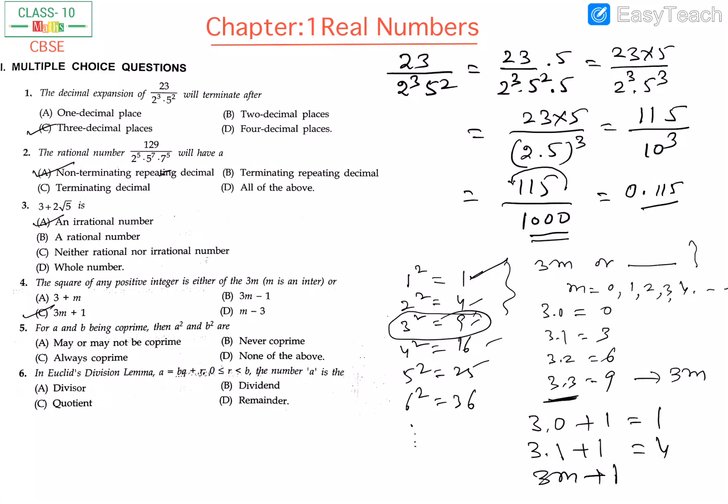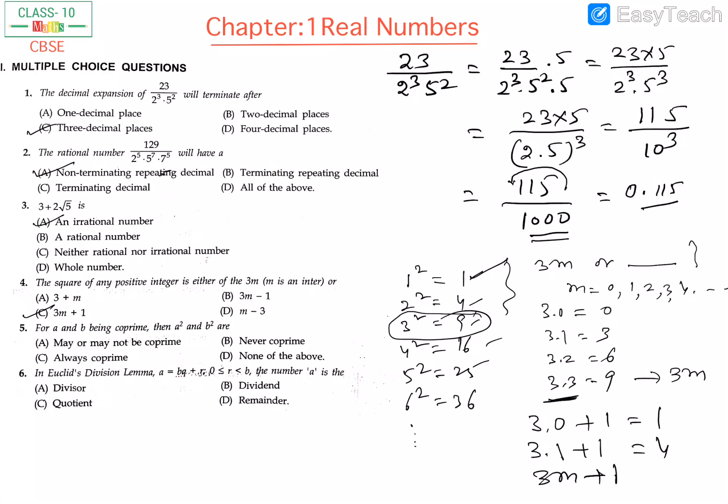If we take 3m minus 1, there will be some negative integers, so it will be ignored. Similarly, m minus 3 will be ignored because this also gives negative integers if we take m is equal to 0, 1, 2. The result for this will be some negative integers, but in our question the condition is positive integer.